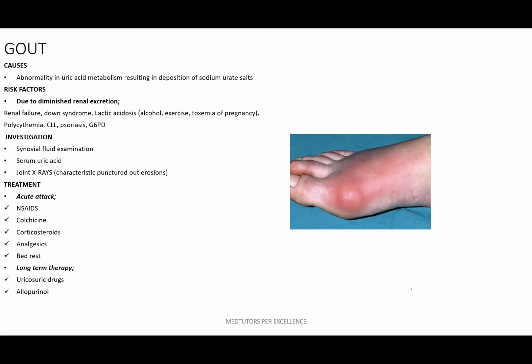The risk factors: when a patient has impaired renal function, the excretion of the urate will be reduced, and so their symptoms will increase. Renal failure, Down syndrome, lactic acidosis, patients that take alcohol, and when they exercise a lot and have gout, it can trigger the pain in them. Okay, toxemia of pregnancy, polycythemia, and all these other conditions.